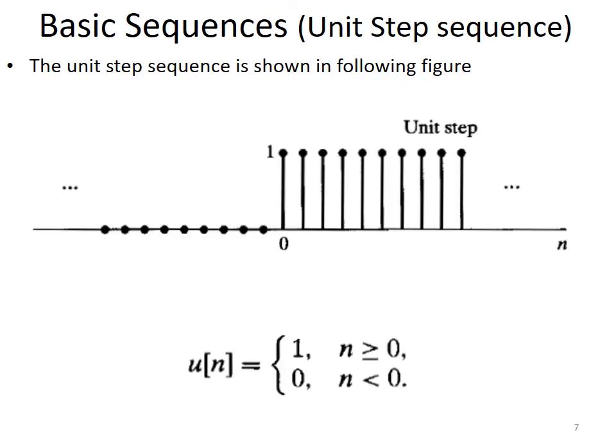Then we have the unit step function. You already know that the value of the unit step is 0 when time is less than 0, and it is equal to 1 when time is equal to or greater than 0. Here the same definition applies. So it is equal to 1 when n is greater than or equal to 0, and it is 0 elsewhere.